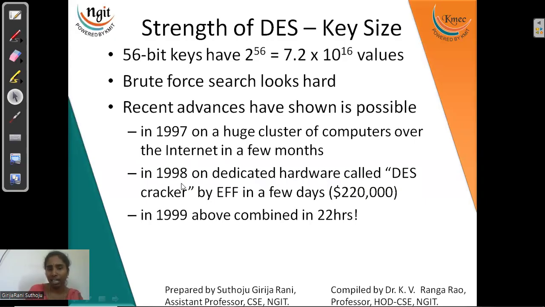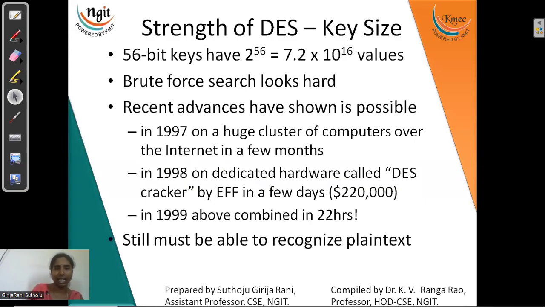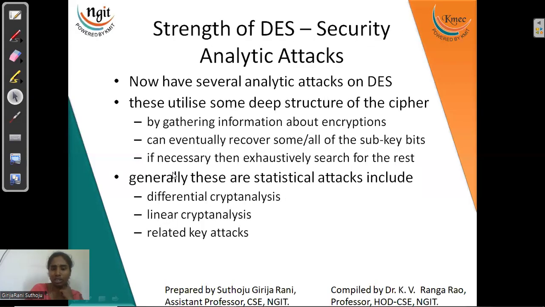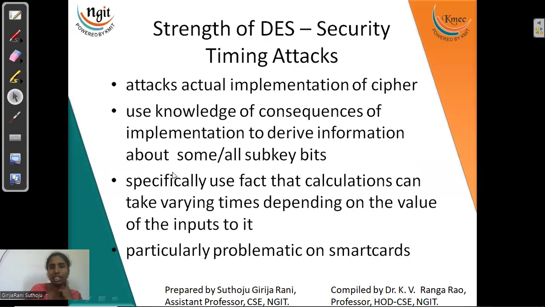In 1998, a cracker tried, and it took a few days, but he succeeded at a vast cost. In 1999, the above were combined and it was done in 22 hours. So with clusters combining all the possibilities of brute force attacks, and given the cost and everything, they have cracked this DES, right? So this is not a big flaw of the DES algorithm, but maybe of the content, right? So this is what we are discussing about the DES strength.